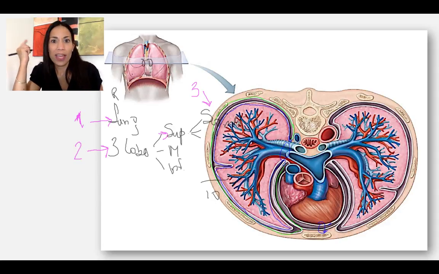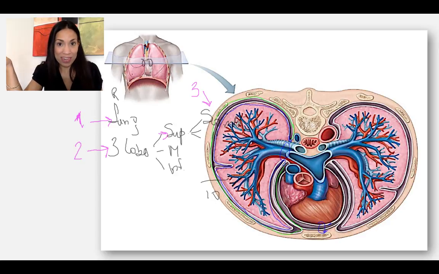Now, in the last video that is coming next, we're going to describe the ventilation: how the skeletal muscles contract and relax in order to move air in and out from and to our lungs. That's what's coming next.